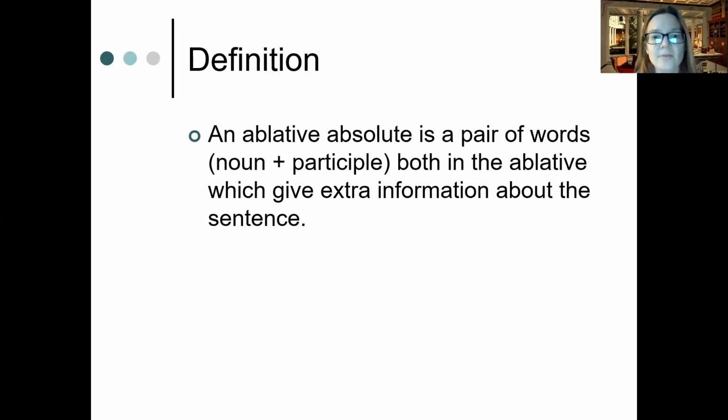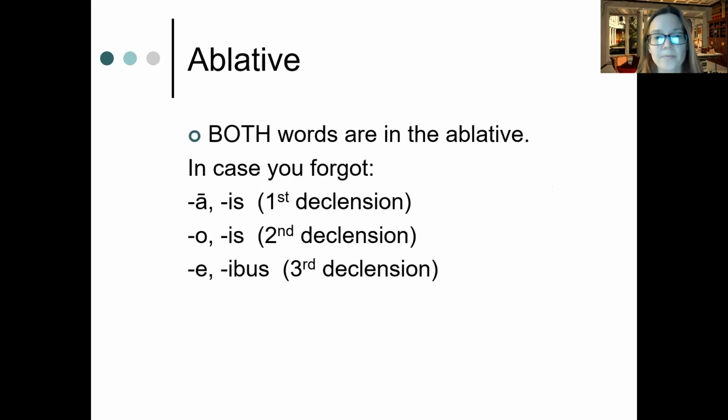Okay, so an ablative absolute is a pair of words. It's got a minimum of two words. It can have more words, but most often the two most important words are going to be a noun and a participle. They are both in the ablative case, which I'll review in a second, and they give extra information about a sentence. It's kind of similar to the cum clause that we learned in Stage 24, but this is a lot faster and uses many fewer words. Obviously you can use only two. You can add extra information to an ablative absolute if you'd like to, but you have to have a minimum of two words, a noun and a participle.